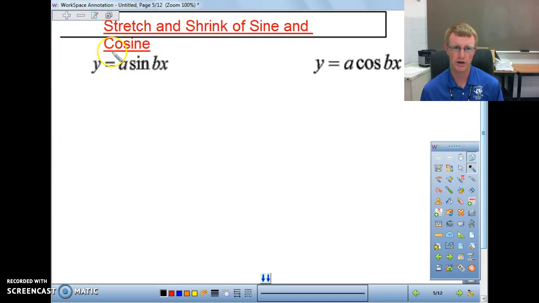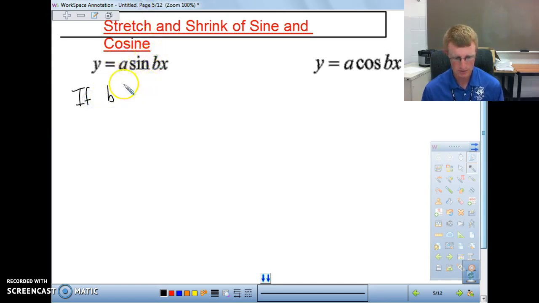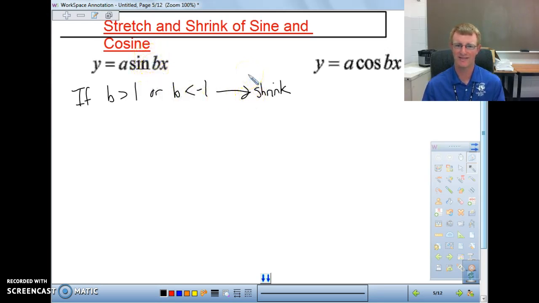Okay, so when we stretch and shrink sine and cosine, you should be familiar with this A and B a little bit. The number that goes in front of the X is going to change some things. B is what determines a stretch or a shrink. If B is greater than 1 or if B is less than negative 1, our graph is going to shrink. In other words, if we have a whole number in front of there, whether it's positive or negative, our graph is going to get skinnier. It's going to shrink.